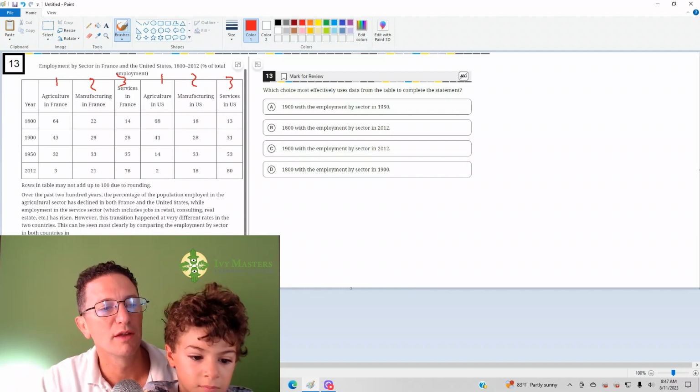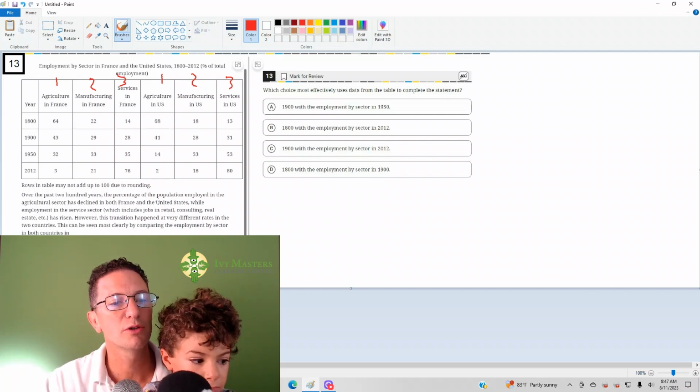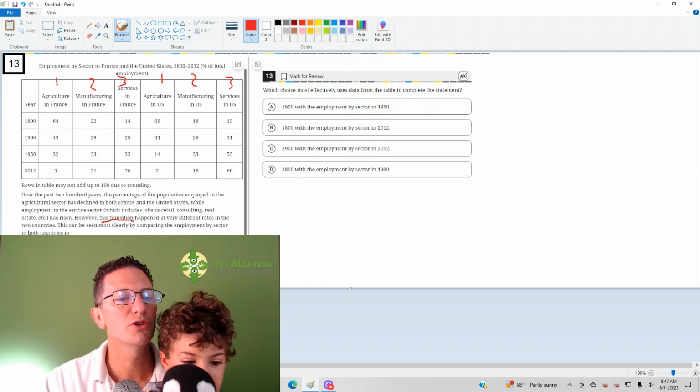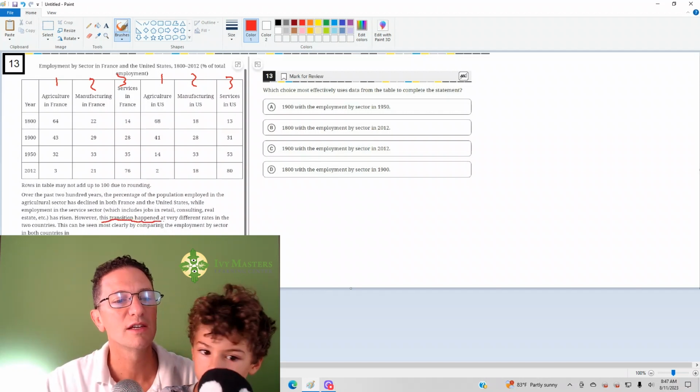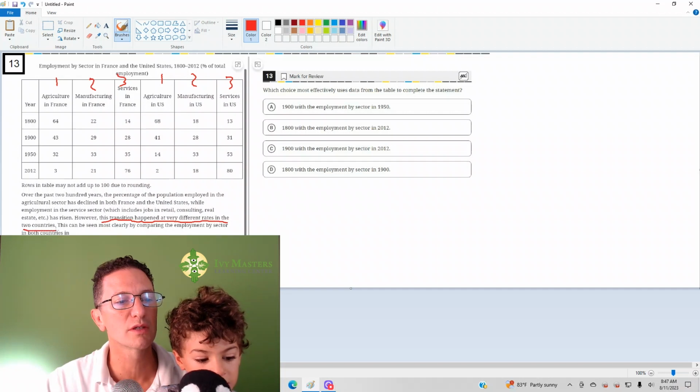And then we read the text. Over the past 200 years, the percent of population employed in the agricultural sector has declined in both France and the United States, while employment in the services sector, which includes jobs related to retail, consulting, real estate, etc., has risen. Usually the last sentence is most important, and that's what the question's asking about. This transition happened at very different rates in the two countries. This can be seen most clearly by comparing the employment by sector in both countries.